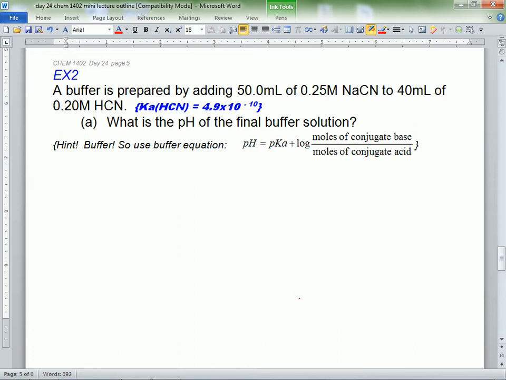Okay. A buffer is prepared by adding 50 mils of 0.25 molar sodium cyanide to 40 mils of 0.2 molar hydrogen cyanide. What is the pH of the final buffer solution? Okay. So it's a buffer problem, so I gave you the buffer equation. You can work up here or right in here. You have your own board.